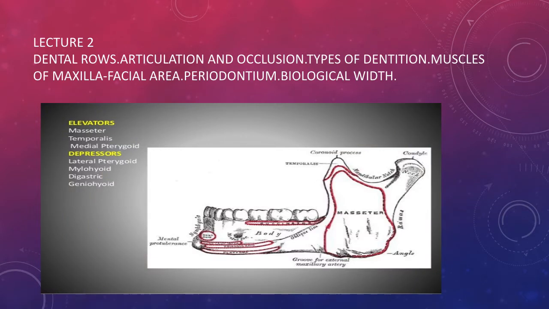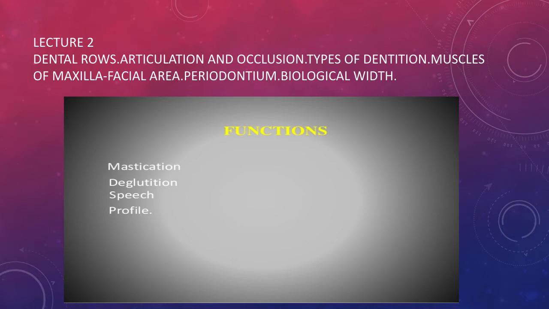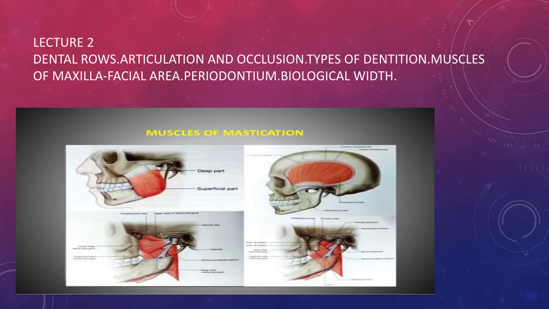You can look at this photo: elevators, the masseter musculus, temporalis, medial pterygoid; depressors, the lateral pterygoid, mylohyoid, digastric, geniohyoid. Functions are mastication, deglutition, speech, and profile. And you can look at this photo, the muscles of mastication. It is for your information, and we will come back to it in our last lecture.